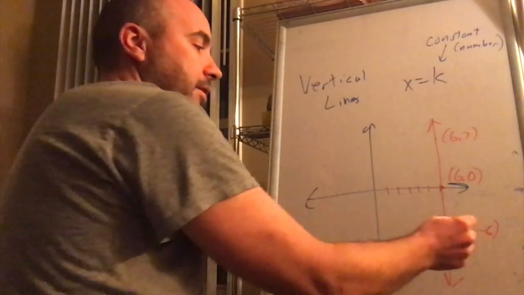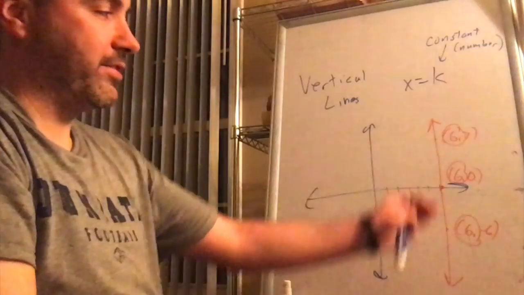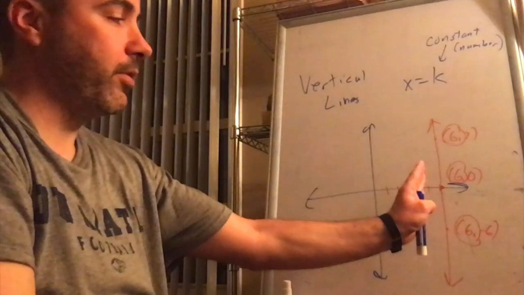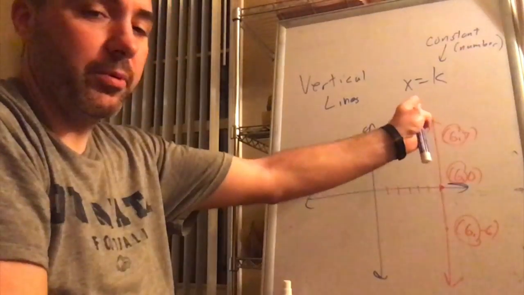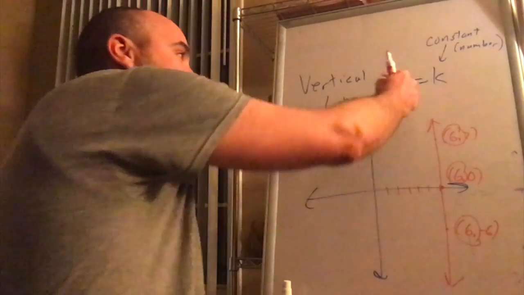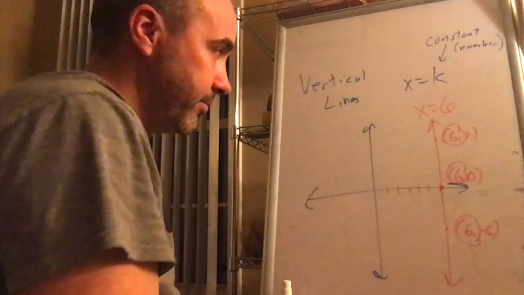All right, but the same idea, the x value is always going to be at 6, so the horizontal component stays constant, meaning you're going to be vertical. So that's why this is x equals a number. In this case, x would equal 6.